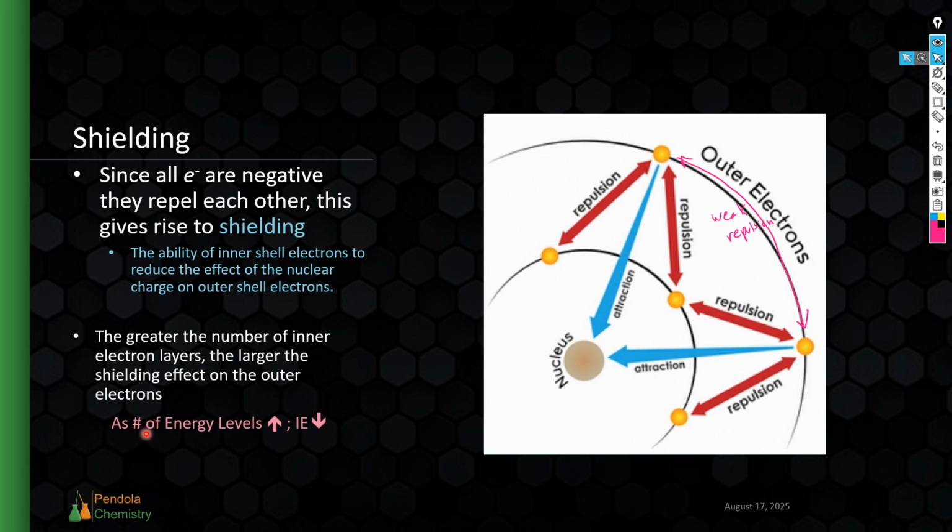And so, as a general rule, as the number of energy levels increases, and therefore as the period the element is in increases, then the first ionization energy is going to decrease because of the shielding effect, which is tug of war. Essentially, the more repulsion from inner layers that we have, the more inner layers, then the less attraction these outer electrons feel, and the less energy it takes to remove them.